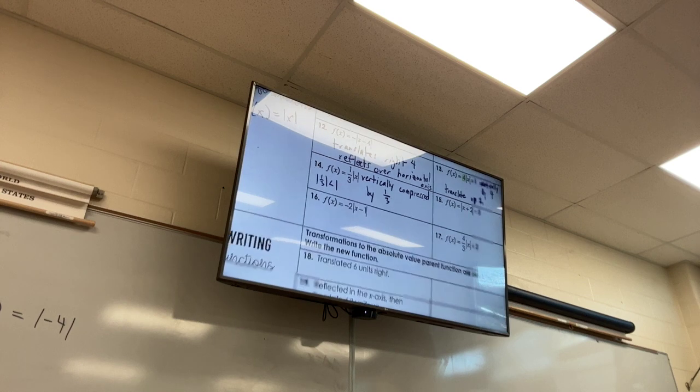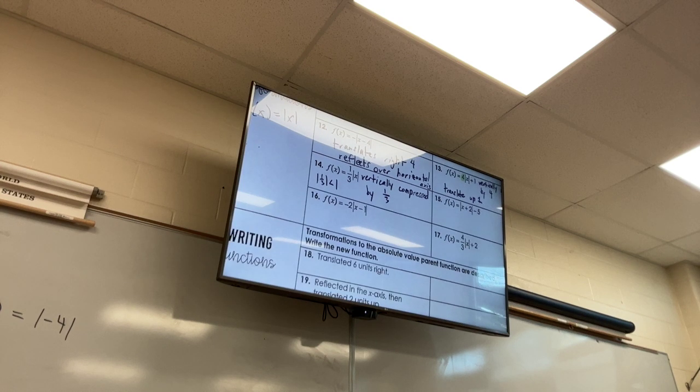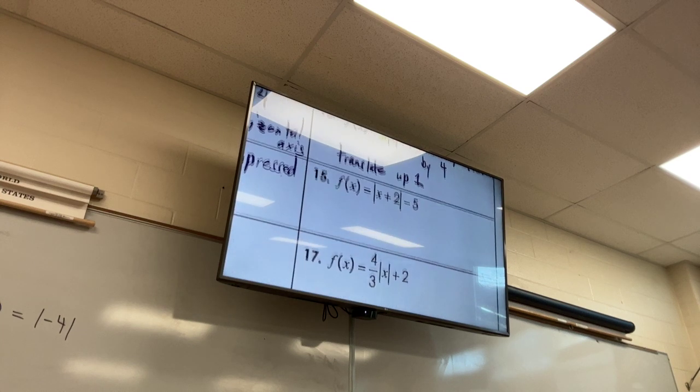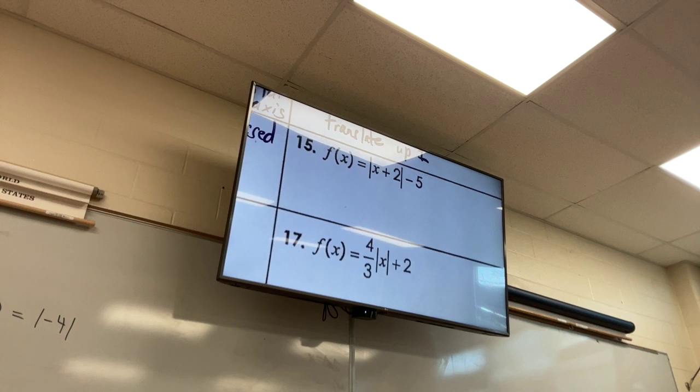You guys okay if we move on to 15, or do you need to slow down? Right, 15, what happens here? Translates left and down. Yeah, so that plus 2 inside my absolute value bars translates me to the left by 2. That minus 5 outside the absolute value bars translates me down 5.